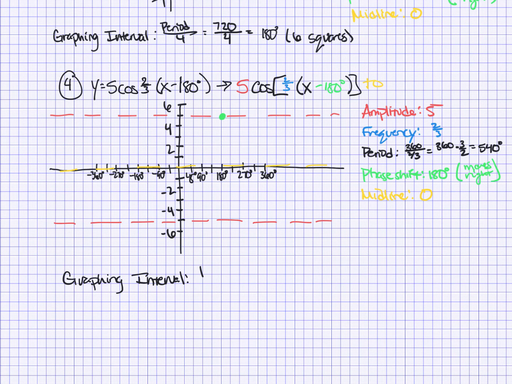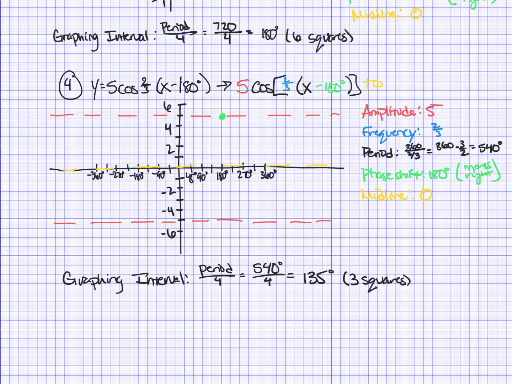For the graphing interval, you take the period and divide it by 4. So in this case, that'll be 540 degrees divided by 4, or 135 degrees. So we're going to place something every 135 degrees, or for us, that means 3 squares. If you scaled yours differently, that might mean a little bit more, but for right now, that is 3 squares.